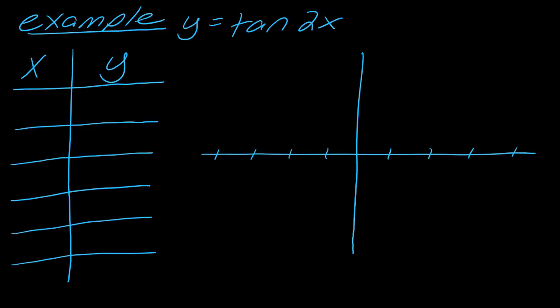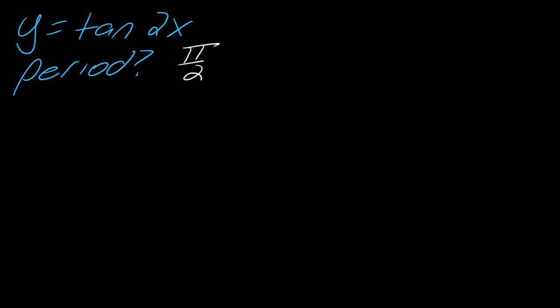So, working with period and tangent. We're going to start with tangent of 2x. The first thing you want to do is figure out the period. The period is pi divided by 2. Remember, it's pi over b. In this case, I have 2 sitting in the b position, so pi over 2 is going to be my period. Okay, so that's one thing you want to do.